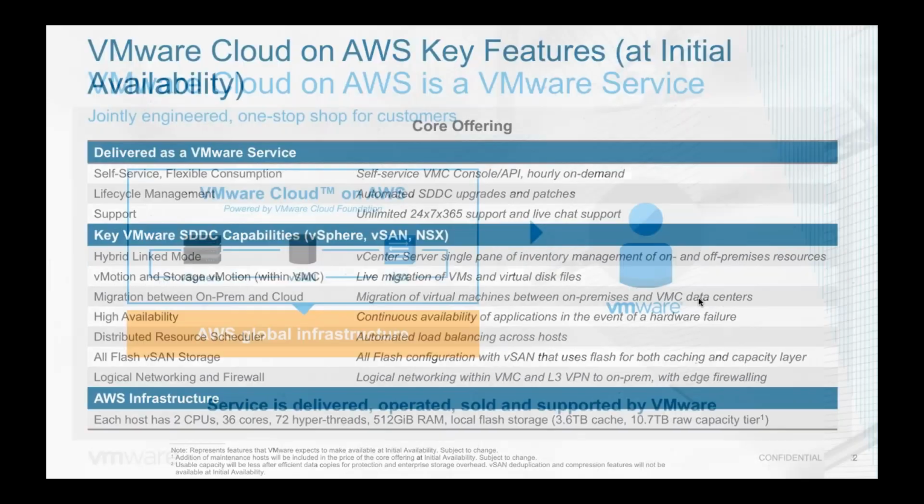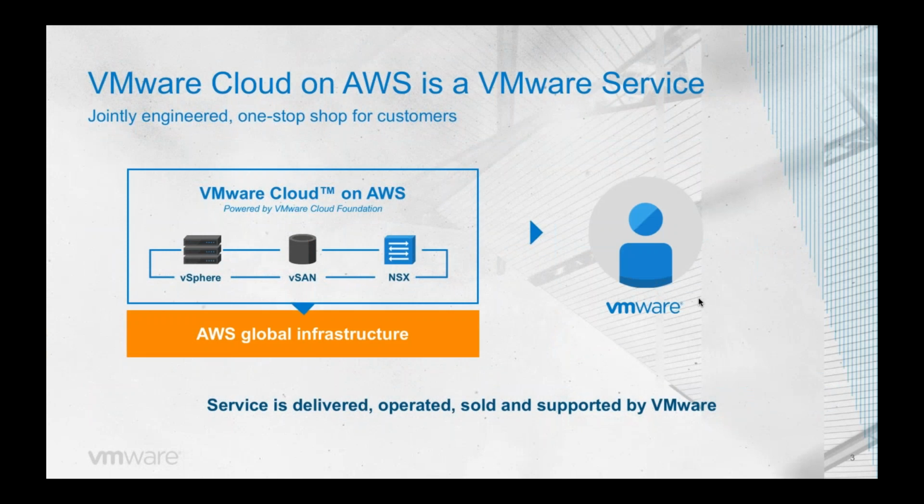Okay, those are several features. So we can say that VMware Cloud on AWS is a joint development effort between AWS and VMware. But this is a VMware service, meaning VMware manages the customer relationship, and you get one bill from VMware. When you have problems, you just call VMware. There is only one number to call. This is a new service, and it is operated, sold, and supported by VMware.